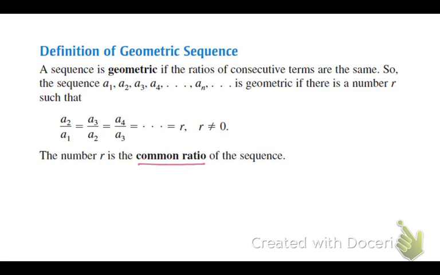And when we found the difference, we took the second minus the first, the third minus the second, the fourth minus the third, right? So when we find the ratio, we're going to take the second divided by the first, third divided by the second, fourth divided by the third, and they all need to be the same thing. R cannot be 0. Why can R not be 0? Why can't your common ratio be 0? That means the whole thing would be 0 every time. And it's probably not what we're looking for.